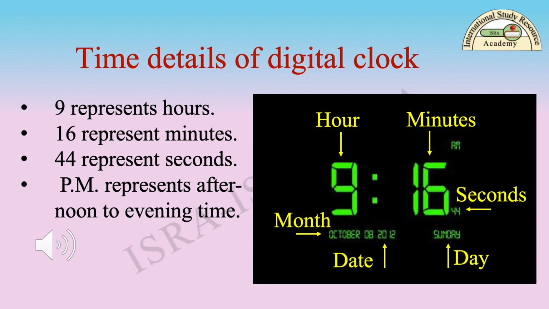Time details of digital clock. 9 represents hours, 16 represents minutes, 44 represents seconds, PM represents afternoon to evening time.